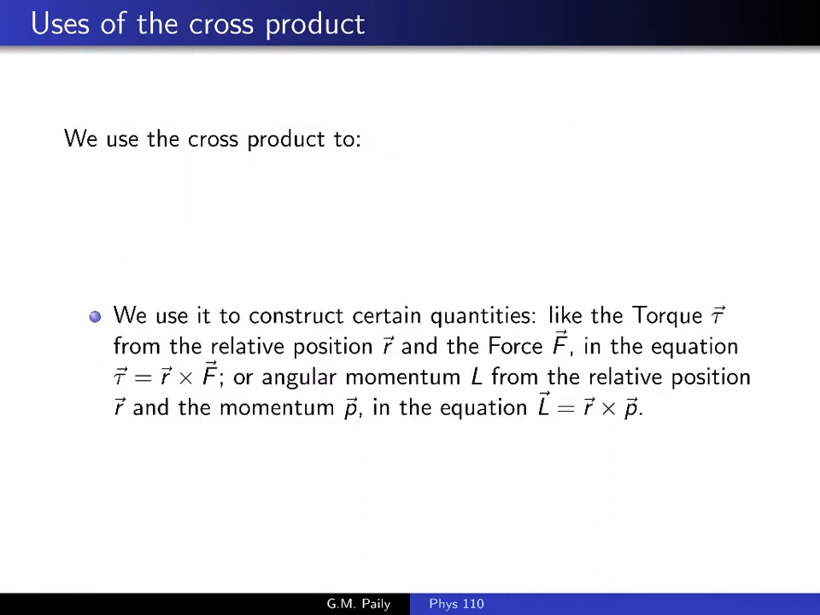We also use the cross product to construct certain physical quantities like torque, which is constructed from R and F. So tau, the symbol for torque, is given by R cross F. And angular momentum L is given by the equation L is equal to R cross P.